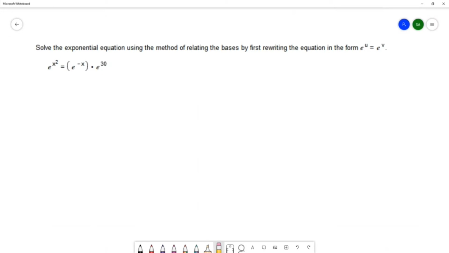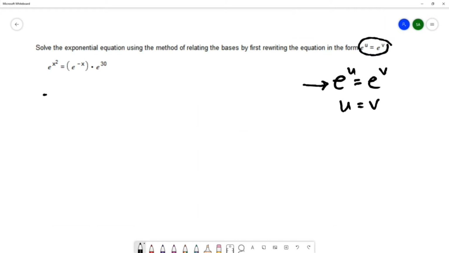So this method that we're going to be using, relating the bases, has us rewriting it so that we have e to the u equals e to the v. And once we have those bases being the same on either side of the equation, then we can say that the exponents are equal to each other, and we would have u equals v. So we're going to start off this question trying to write the equation in this format so that we have the bases being the same on both sides.